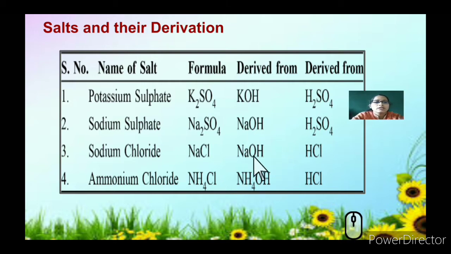Sodium chloride. Let's understand, sodium chloride is a reaction happening between sodium hydroxide and hydrochloric acid. You can see that H2O is the byproduct released and NaCl is the product. Hence the salt derived is sodium chloride. Here you can see NH4OH, ammonium hydroxide, when it reacts with hydrochloric acid, also here H2O is released and NH4Cl, ammonium chloride, is the salt derived.